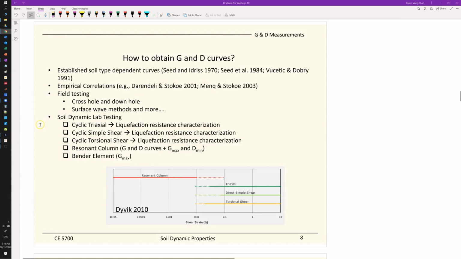So I would say the degree of effort increases going this way. You have different options, and the more you go down, the more expensive it is.